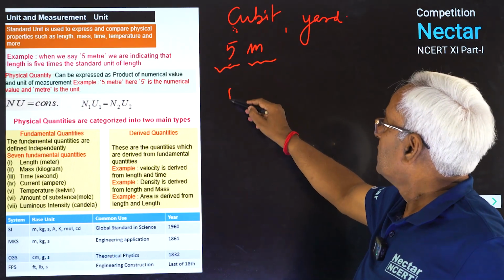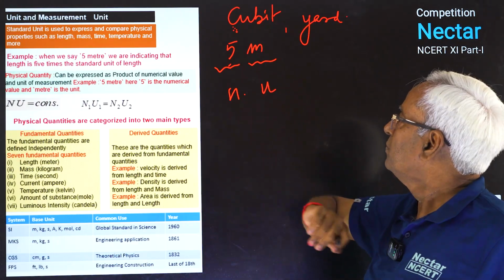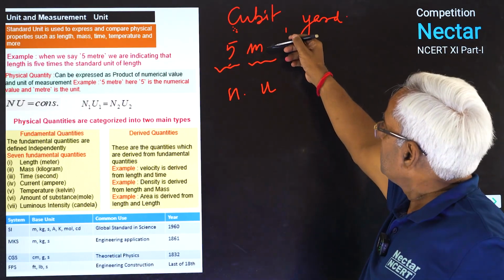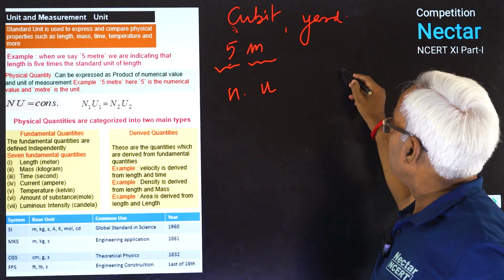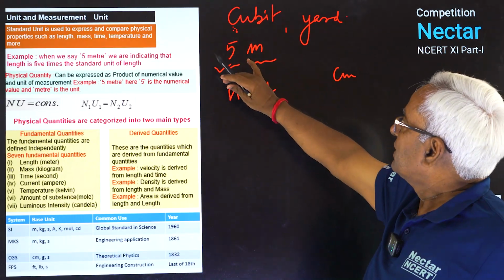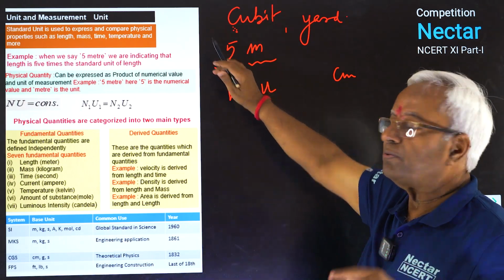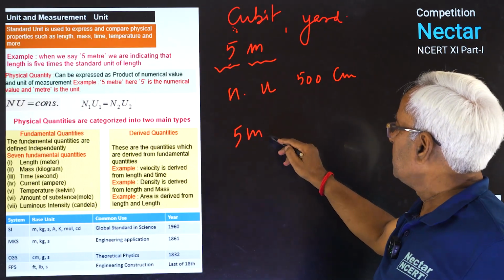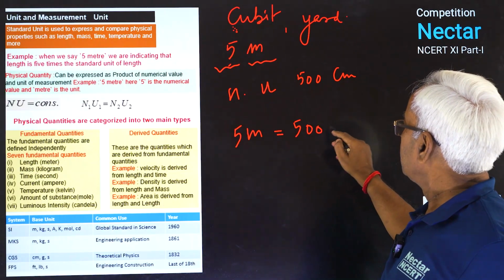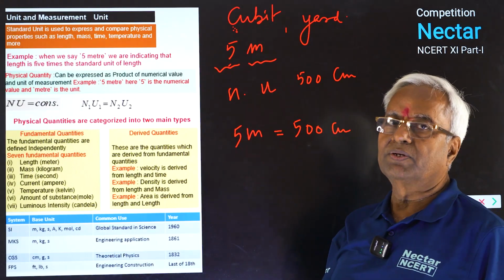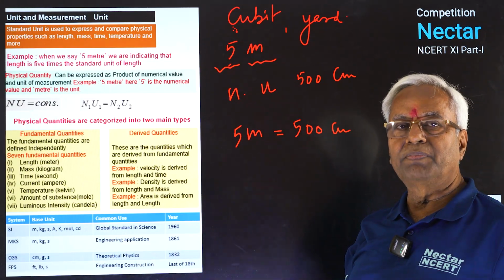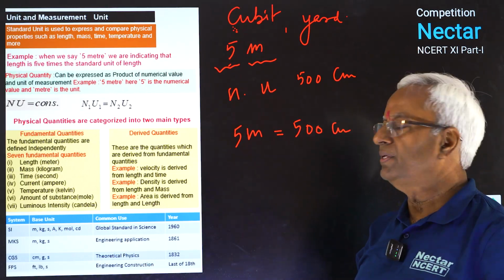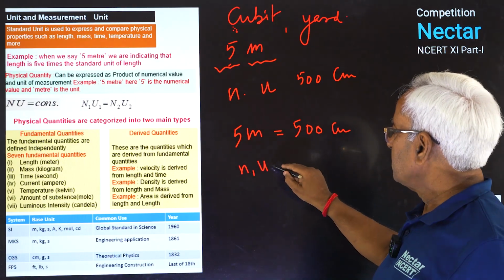These are two things. Let's write N, U. N for numerical value, U for unit. If you decrease the size of the unit, say to centimeter, then the numerical value will increase. It would become 500. What does it mean? 5 meter is 500 centimeter. Both are the same. What you have done is simply reduced the size of the unit, so the numerical value has increased. You might say mathematically in this form.